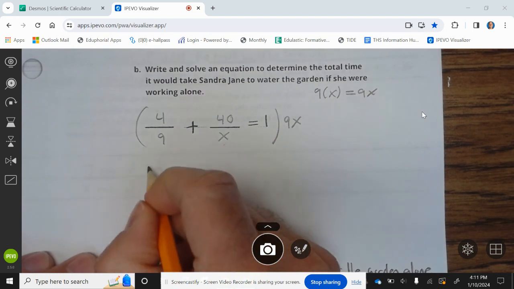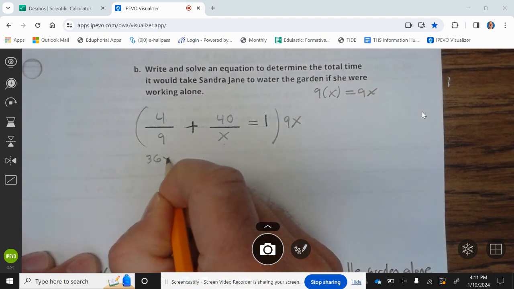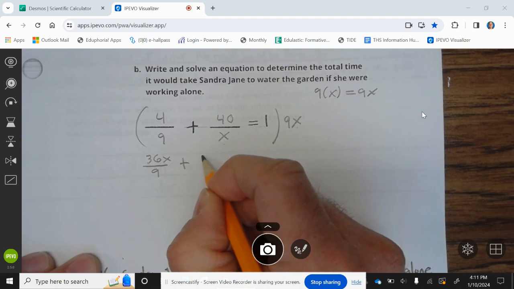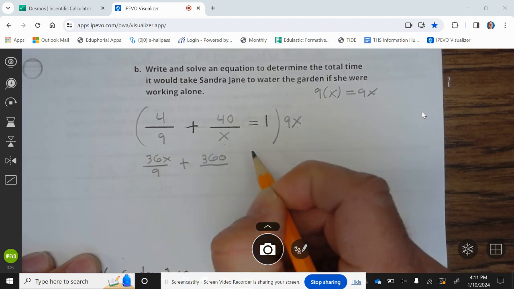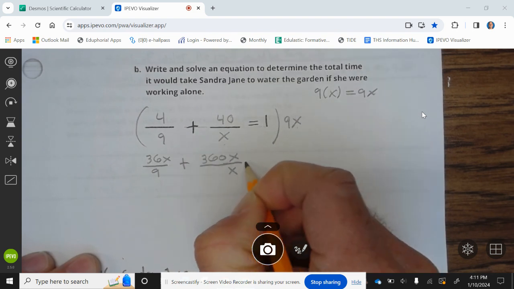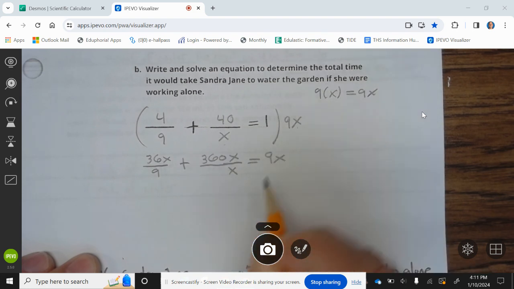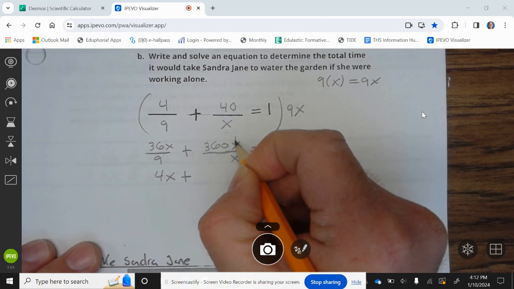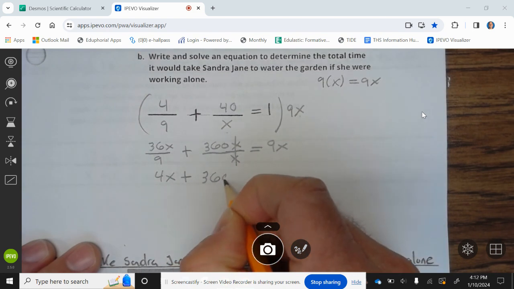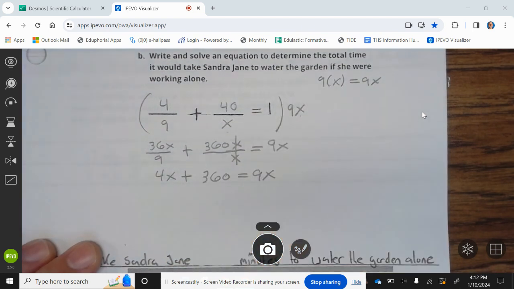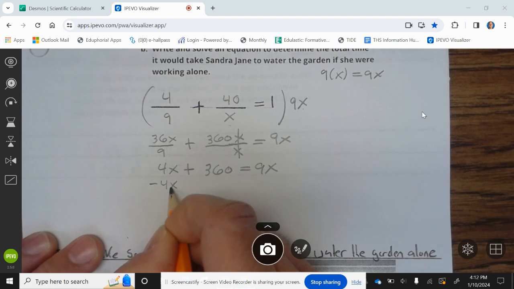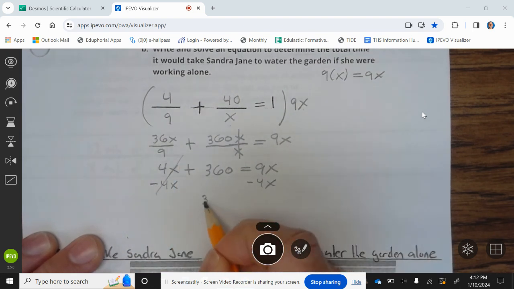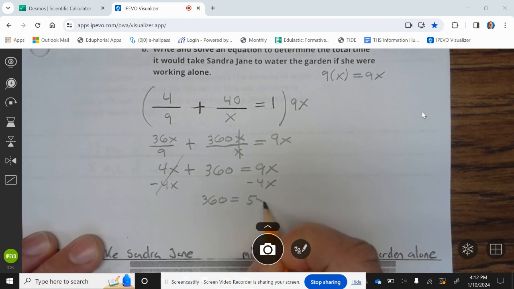Well, 9X times 4 ninths is 36X divided by 9, plus 9X times 40 divided by X is 360X divided by X, equals 1 times 9X, which is 9X. Well, 36X divided by 9 is 4X, plus X divided by X is 1, so that's plus 360 equals 9X. Subtract 4X from both sides. That cancels. You get 360 equals 5X.